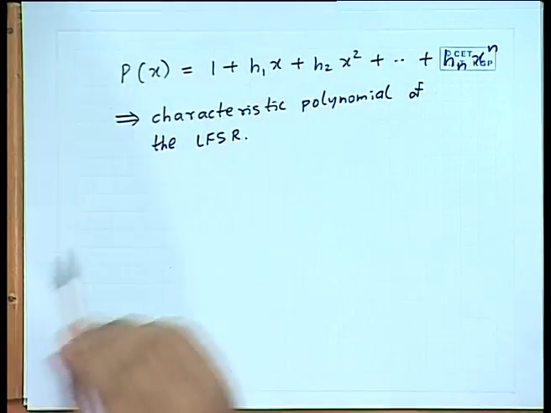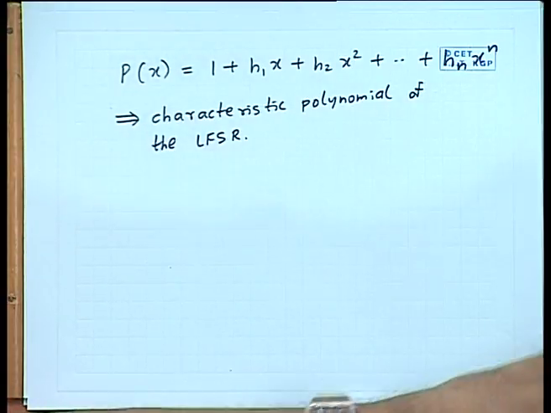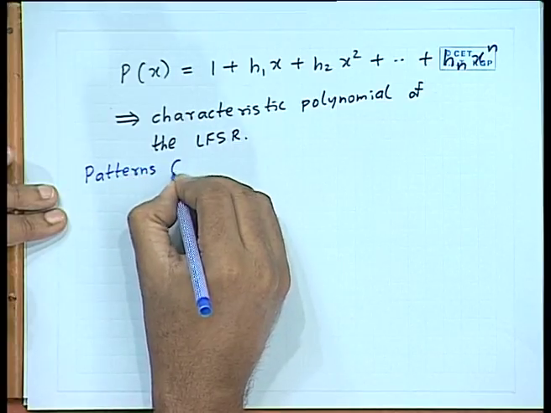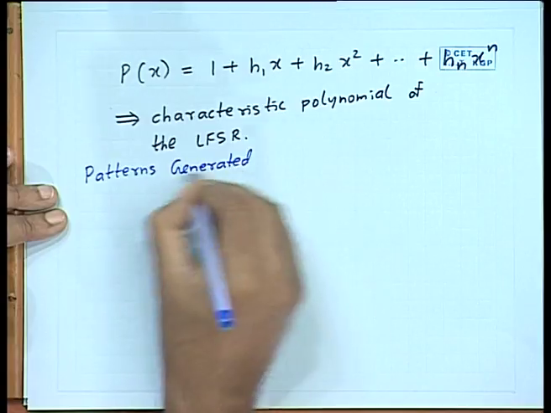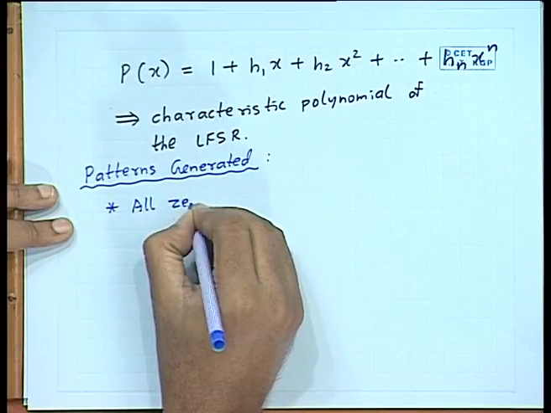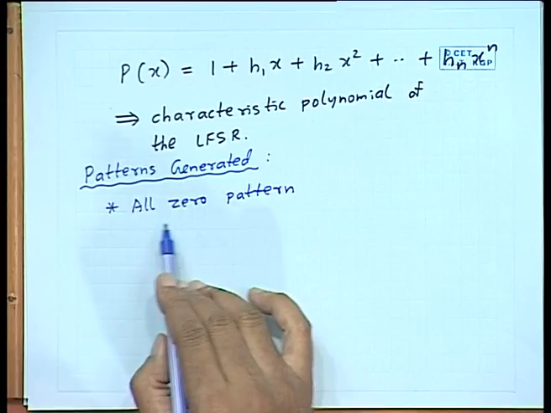Now, it is this characteristic polynomial which defines some properties of the LFSR. If you look at the patterns which are generated by an LFSR, just one thing you can immediately observe: if you consider the all 0 pattern, and you load the LFSR with the all 0 pattern, then the LFSR will always remain in the 0 state, it will never come out of it, because you are feeding back through an XOR function, and an XOR function with a set of zeros fed to the input will give a 0 as the output. So, it is 0 which will again be fed back.